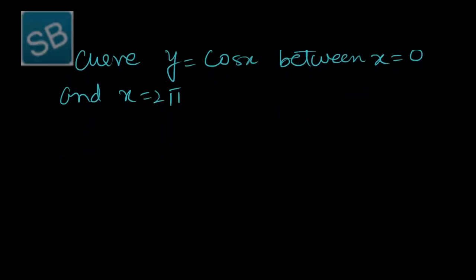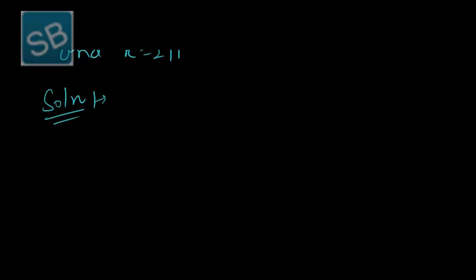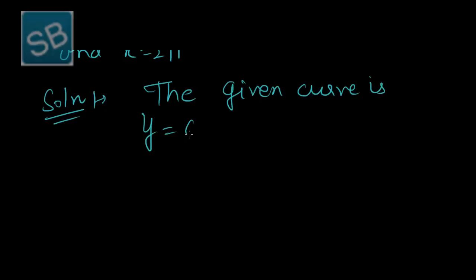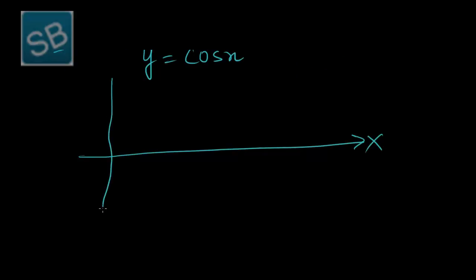So here we will draw the curve of y is equal to cos x. So the given curve is y is equal to cos x and the interval is 0 to 2 pi. So we'll draw the diagram of cos. This is 1 and this is minus 1.